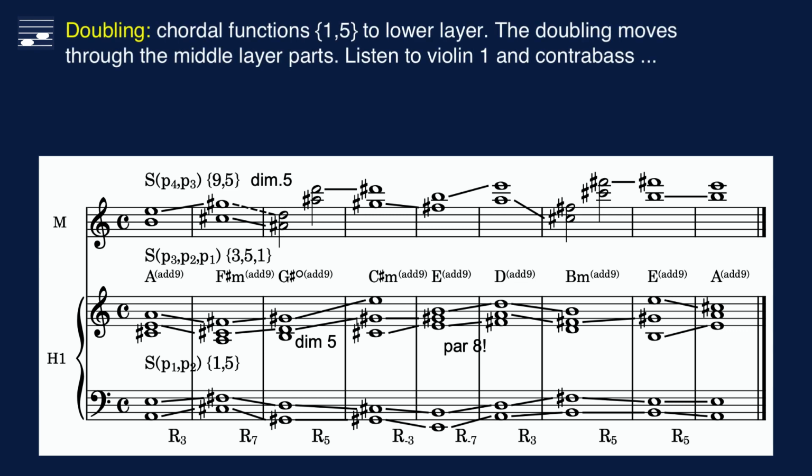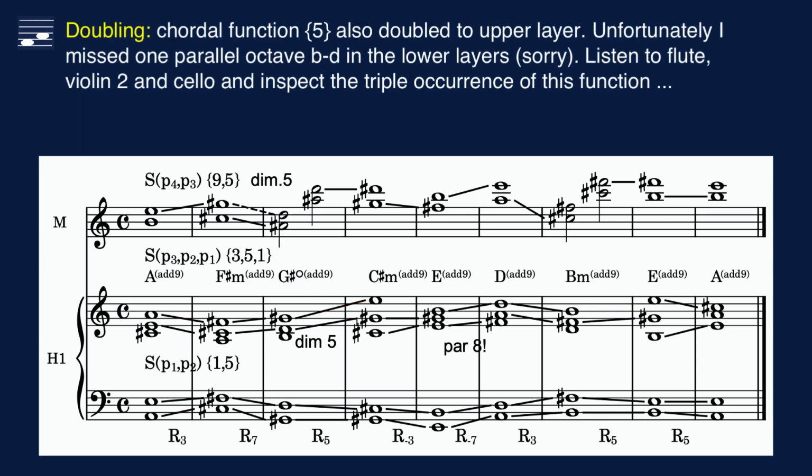There are 2 doublings in the lower layer, root and fifth. Listen to violin and contrabass that both start on chordal function 1. Chordal function 5 is also doubled to the upper layer. The triple occurrence happens in independent parts, although one parallel octave slipped through quality control. Listen to this doubling.